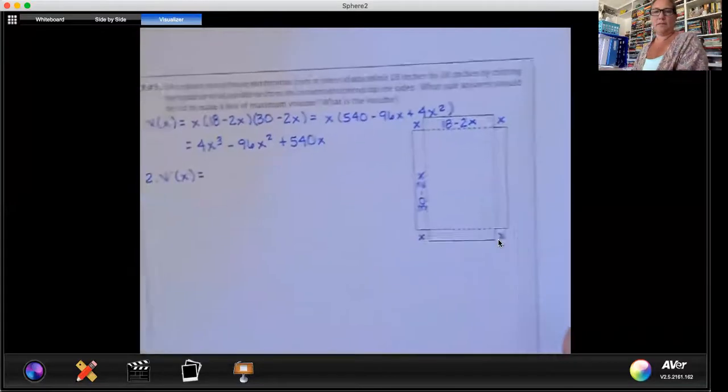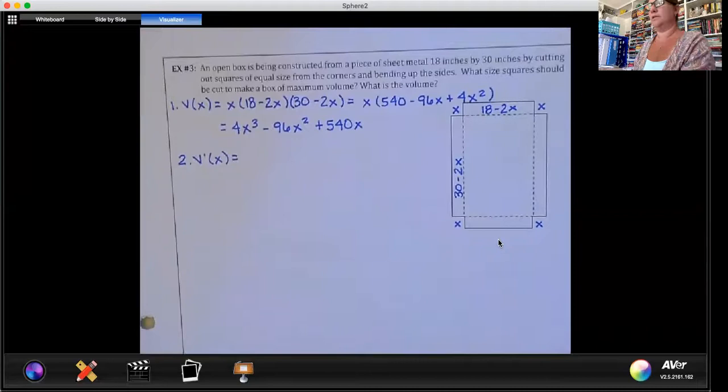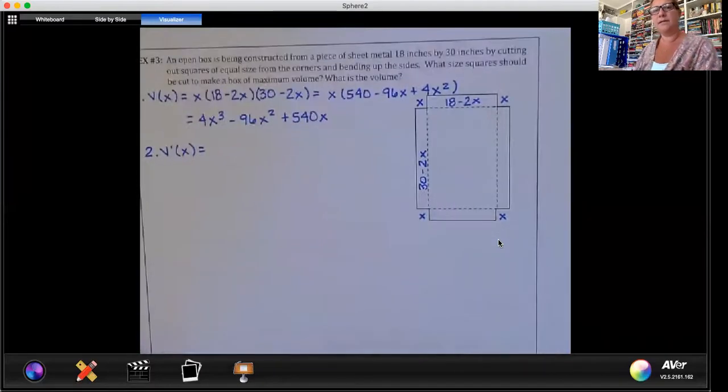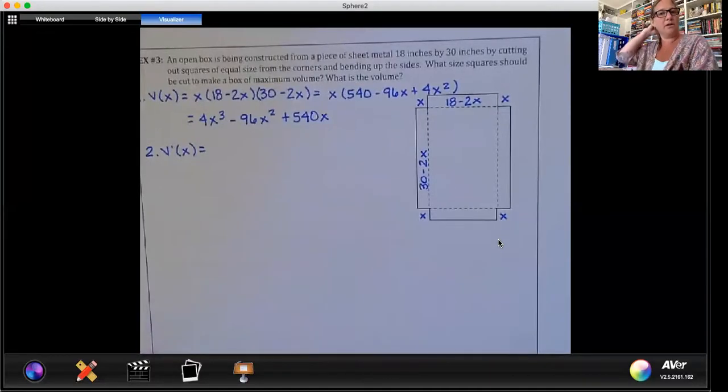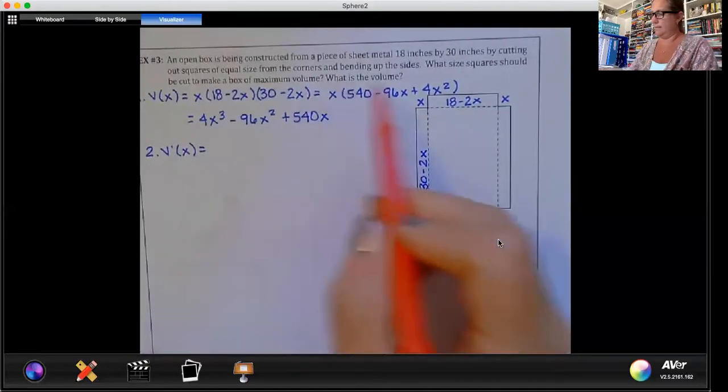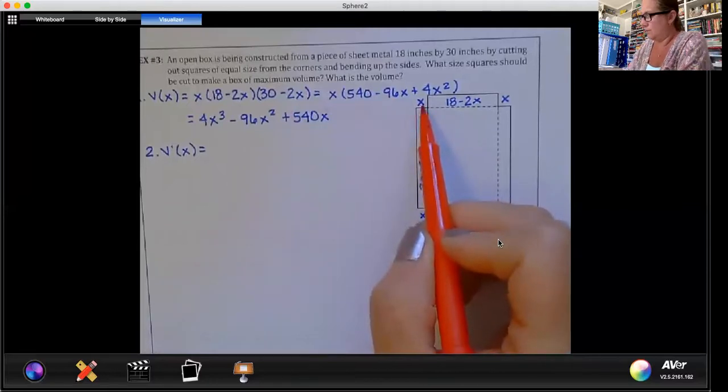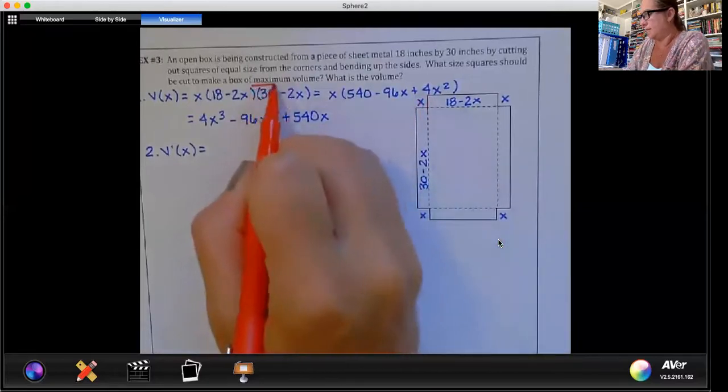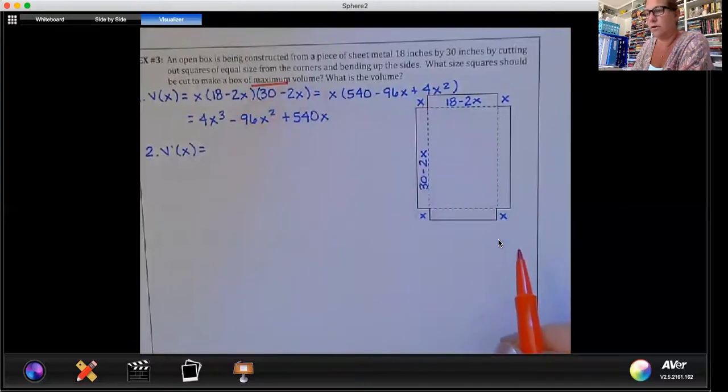If you want to take just a minute and jot down the information there for example 3, you may want to pause your video for just a second. An open box is being constructed from a piece of sheet metal 18 by 30 inches by cutting out squares of equal size from the corners and bending up the sides. What size squares should be cut to make a box of maximum volume? And then what is that volume?